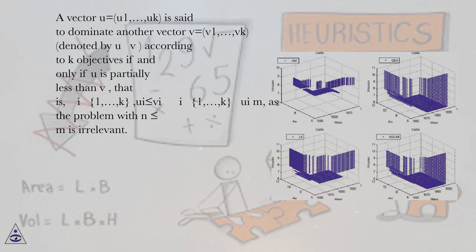A vector u = (u1, ..., uk) is said to dominate another vector v = (v1, ..., vk), denoted by u ≺ v, according to k objectives if and only if u is partially less than v, that is, for all i in 1..k, ui ≤ vi.